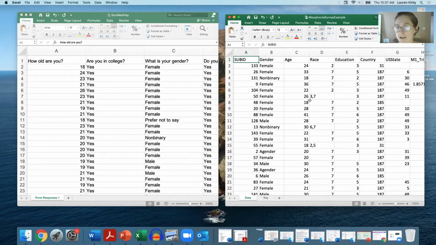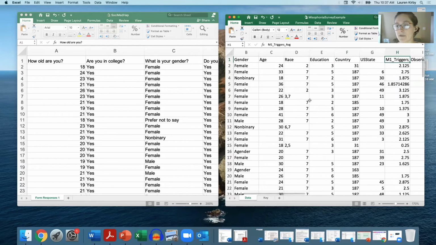There's subject ID, which is categorical, gender, that's categorical, age, that's continuous, race, which is categorical, education, which is categorical but ordinal, not nominal. Country is categorical and nominal, as well as US state. And then we have M1 triggers, which is their average sensitivity to misophonia triggers. So they rated on a scale of 0 to 4 how strong their reaction is to each of 7 triggers. And then I averaged their response to all 7 triggers together. So that is what is in this column. And I'm calling that average sensitivity to misophonia triggers.